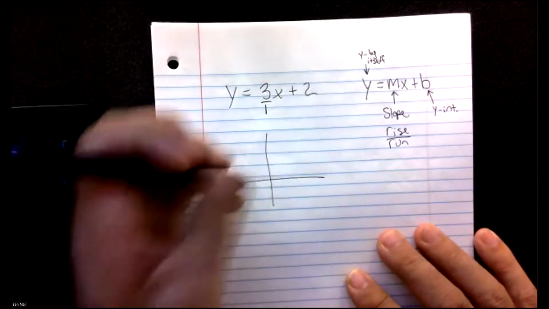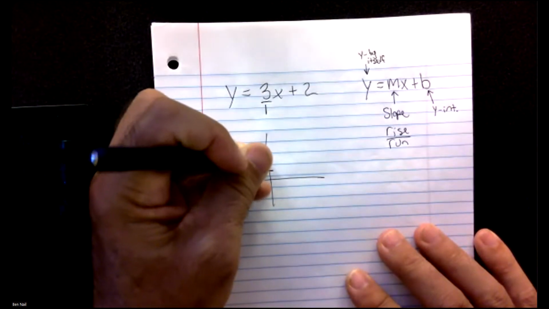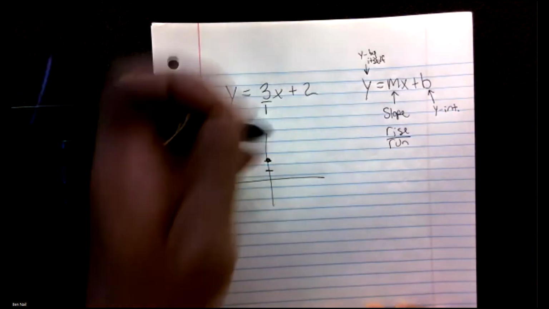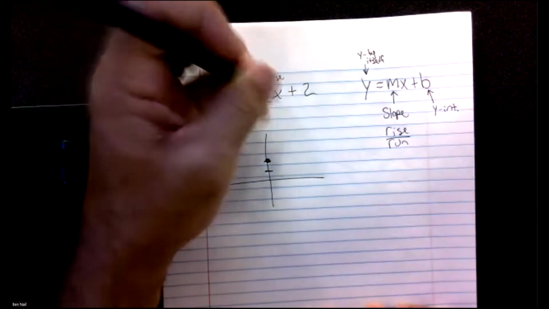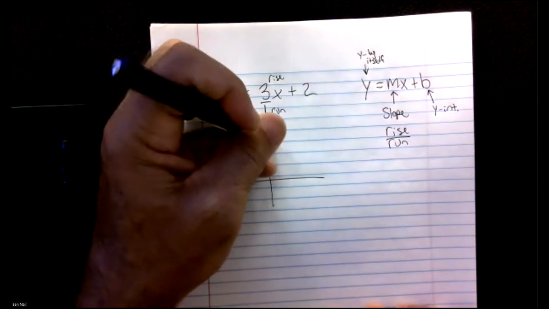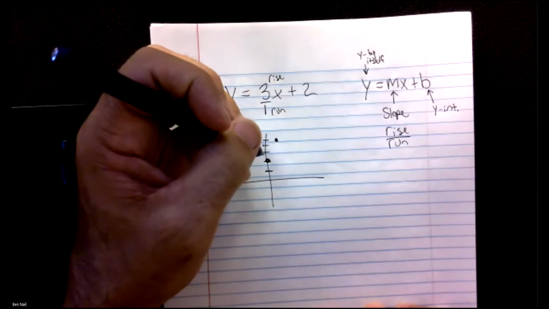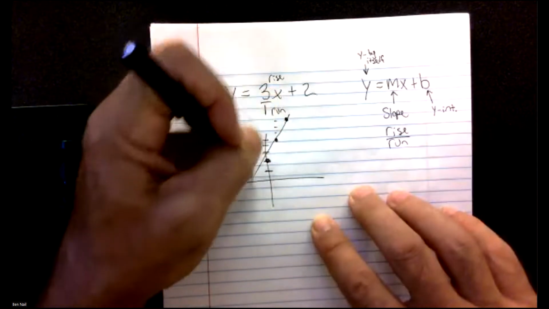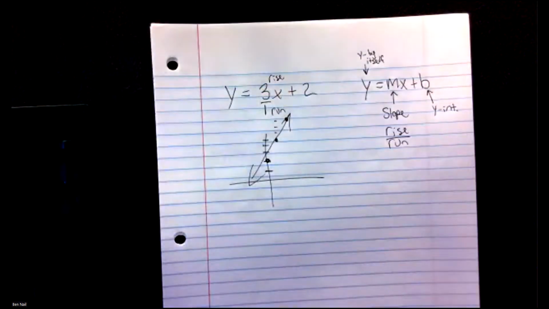Okay, +2 is where I cross the y. So at a y of 2, and then I'm going to have a slope of 3, which means I'm going to rise 3, and I'm going to run 1. So rise 3, run, that means run to the right, 1. Rise 3, run 1. And there's my line. So as long as you can count and you know left from right and up from down, okay, that's how you can graph using slope-intercept form.